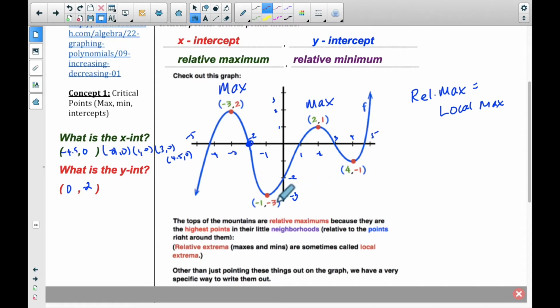And then for the minimum points, they're the bottoms. So this is the relative min. Oops, I need to rewrite that. Relative min.